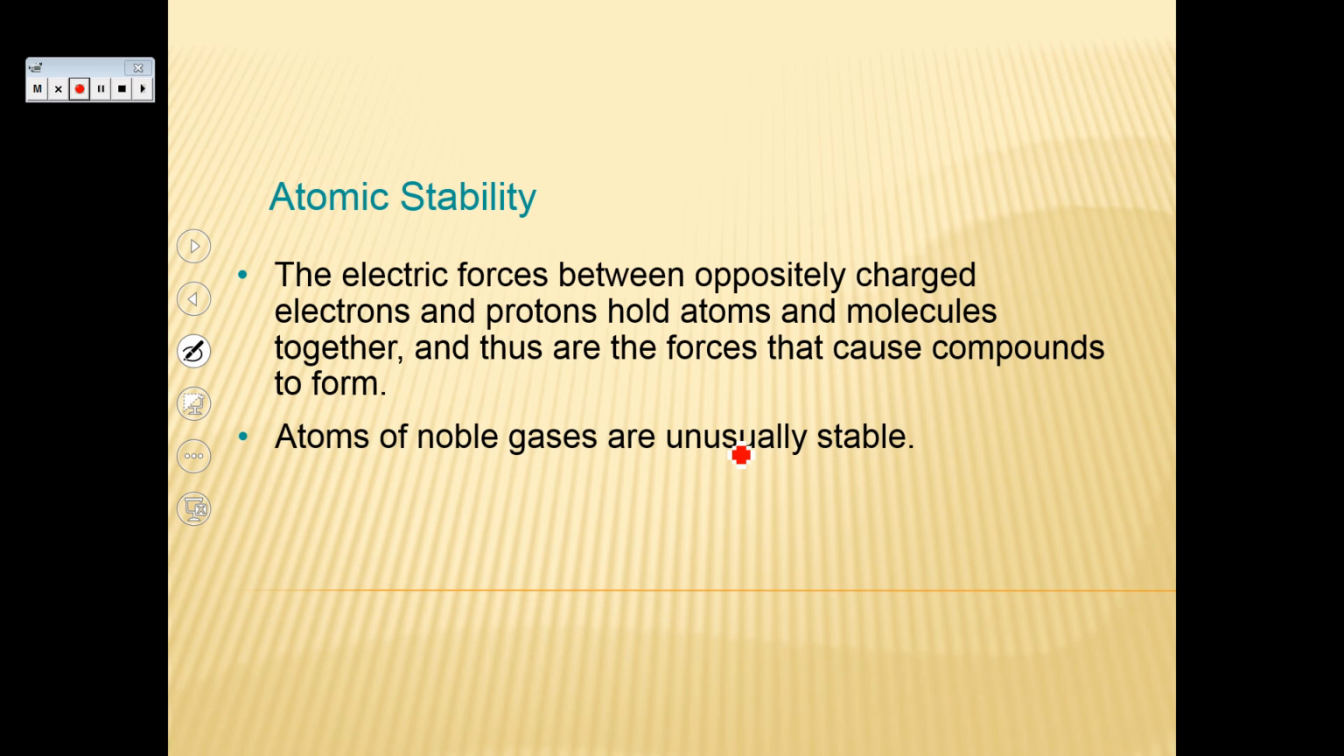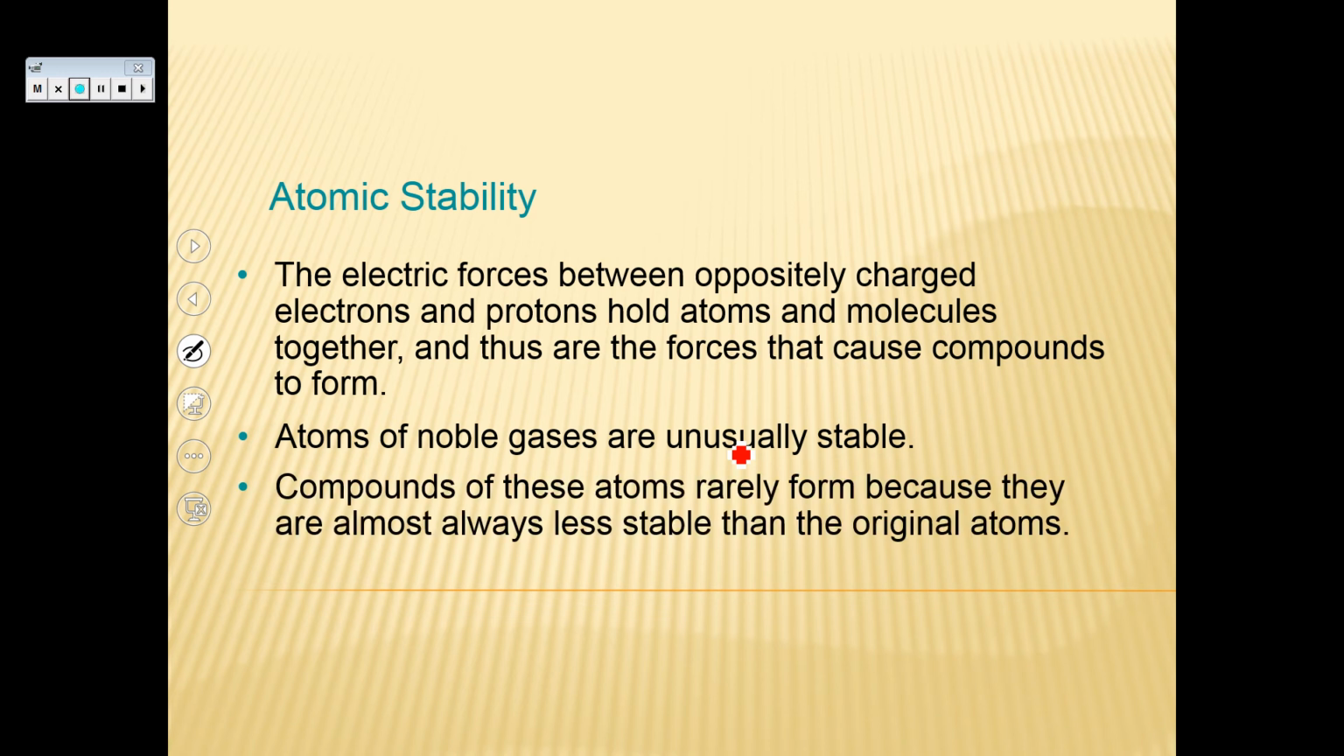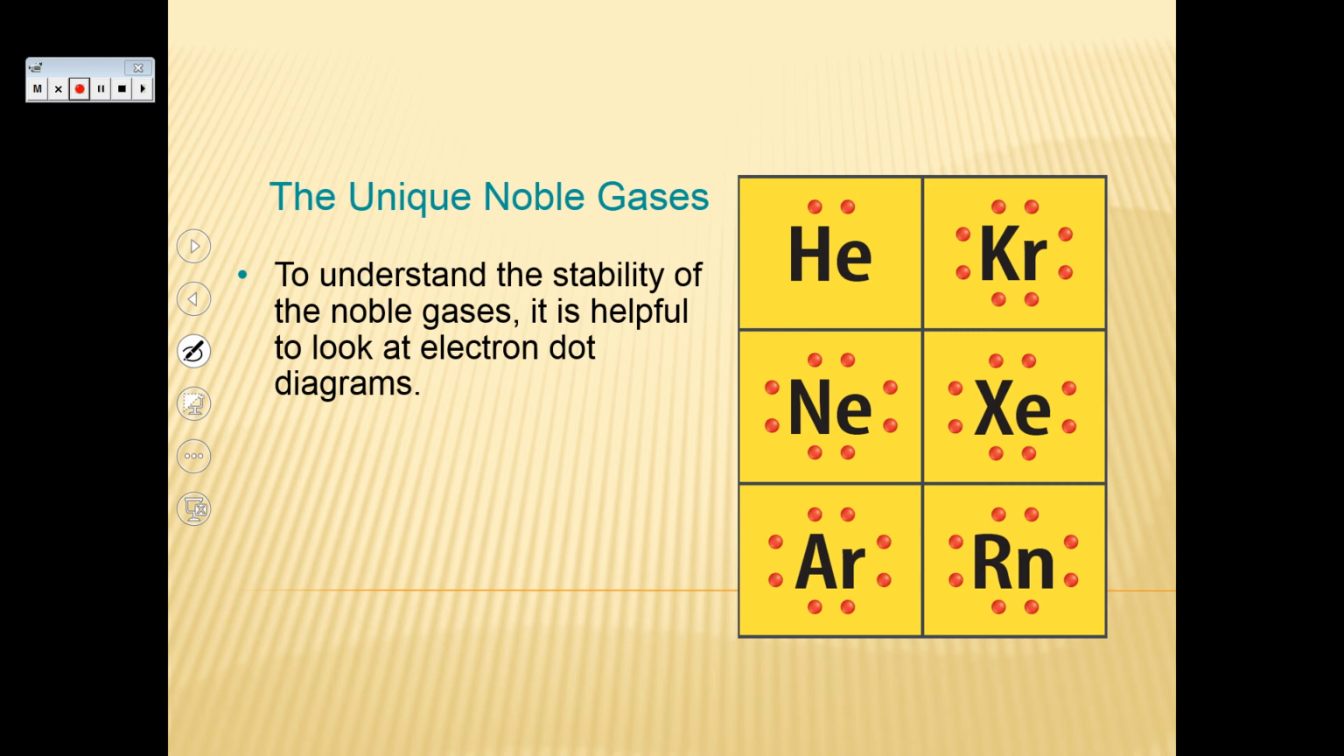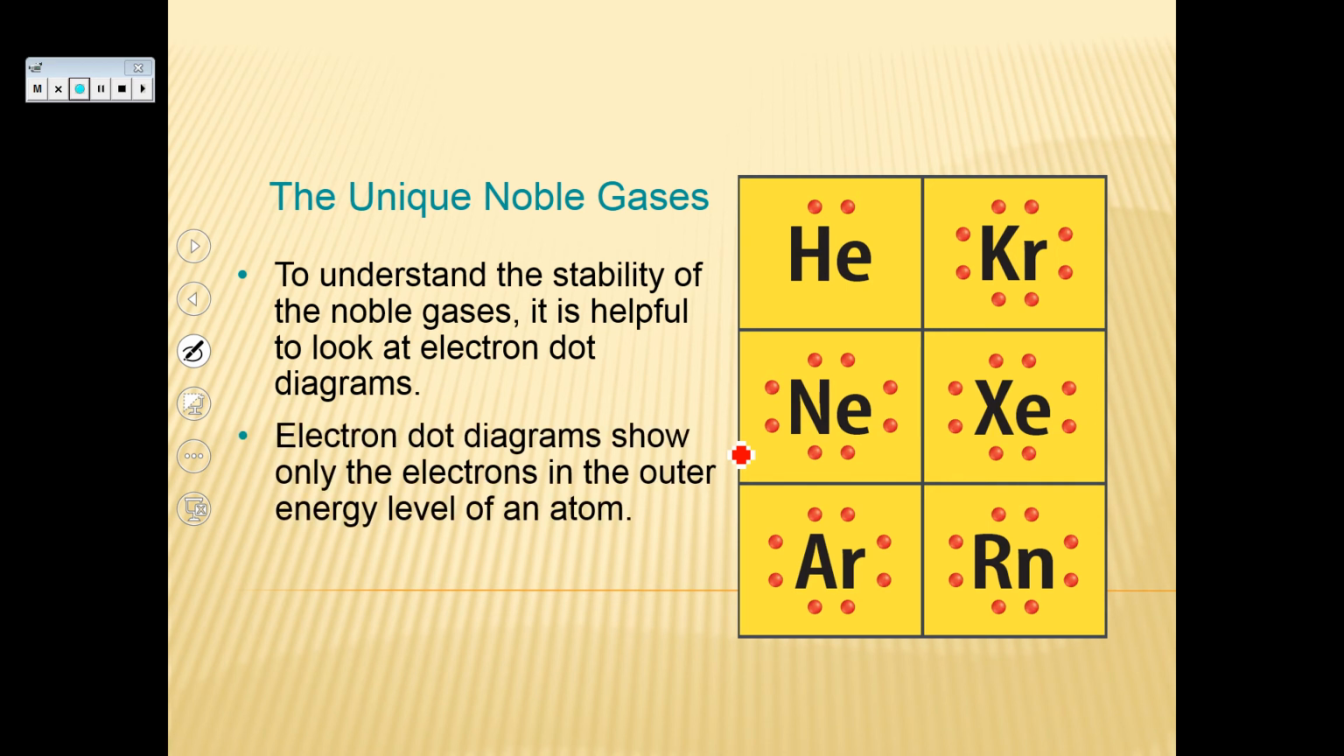Atoms of noble gases are unusually stable. Compounds of these atoms rarely form because they are almost always less stable than the original atoms. To understand the stability of noble gases, it's helpful to look at their electron dot diagrams. So here in the electron dot diagram, it shows the valence electrons, or the electrons in the outermost ring that are responsible for chemical bonding. With the exception of helium, notice that all of the noble gases have 8 valence electrons in their outer shell.